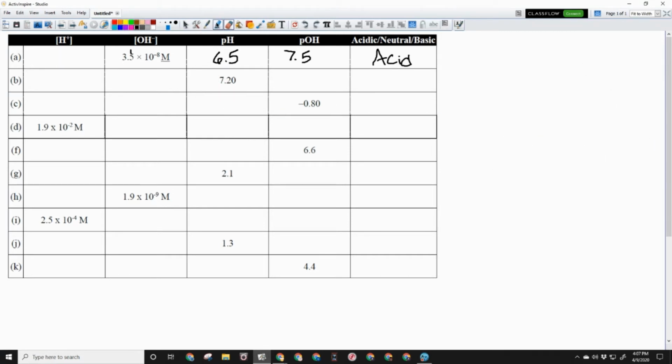On this next one, we know the pH is 7.2. Well, we can get the pOH because pH plus pOH is equal to 14. So if I know this is 7.2, then I know this one is 6.8, because 6.8 and 7.2 are equal to 14. Now 7.2, that's greater than 7, so this is going to be a base. Let's go ahead and answer this one. We know already because we know the pH. This is less than 7, so it's an acid. This is less than 7, so it's an acid.